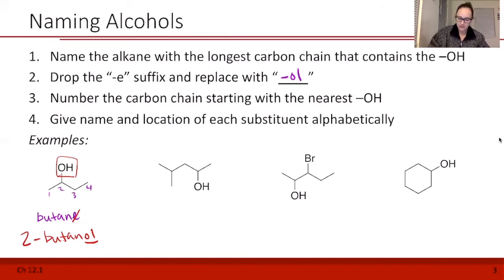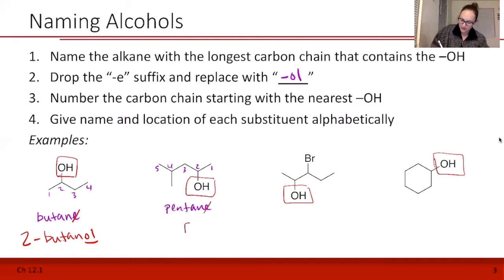Okay, so let's do the same thing with this guy here. I'm going to put a box around each of these alcohols. We need to name the alkane with the longest carbon chain that contains the alcohol. So we have a carbon chain here. I'm going to number it to get the alcohol on the lowest number that it can: 1, 2, 3, 4, 5. So we have pentane, but we're going to drop that E, and then we'll have pentanol.